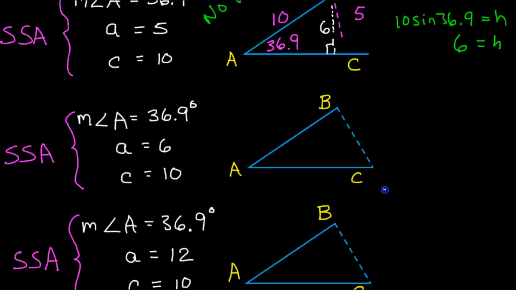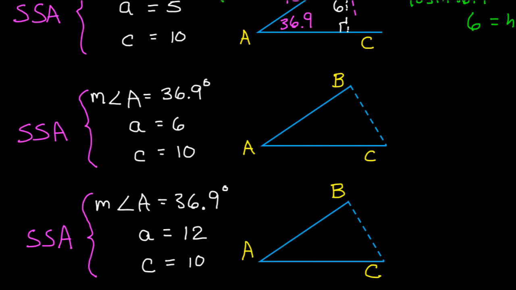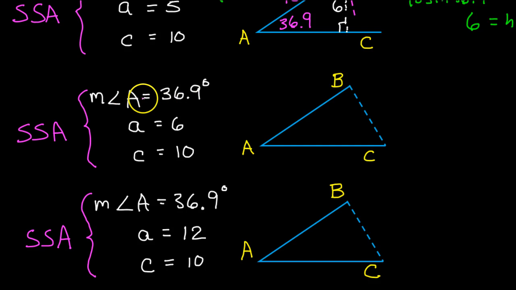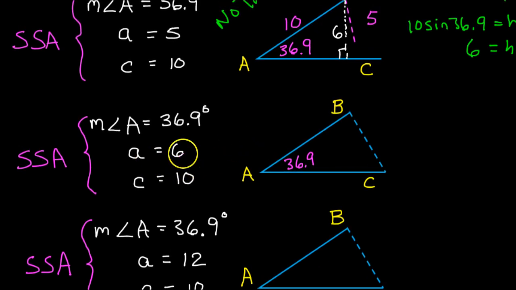Now let's take a look at the next case. So it's very similar to the one that we just had, and in fact we can use some of the same information. But again, angle A is 36.9, so this is still 36.9, and side A is 6 this time, so this is now going to be 6. You can probably see where I'm headed with this. And then side C is again going to be 10. So the only thing I'm changing is side A. The other two things are staying the same.